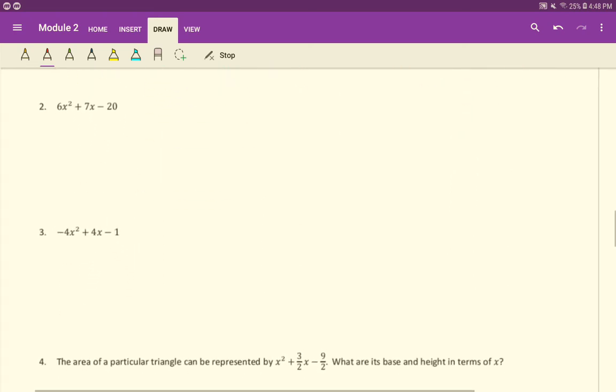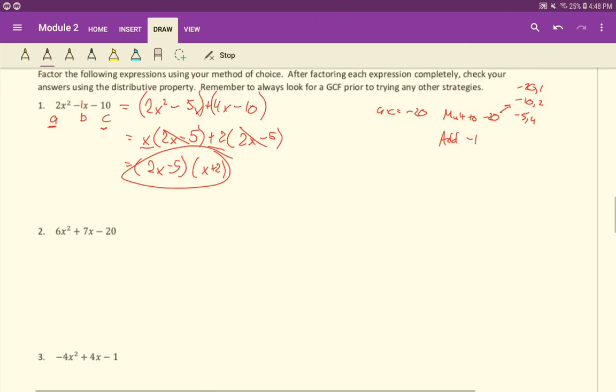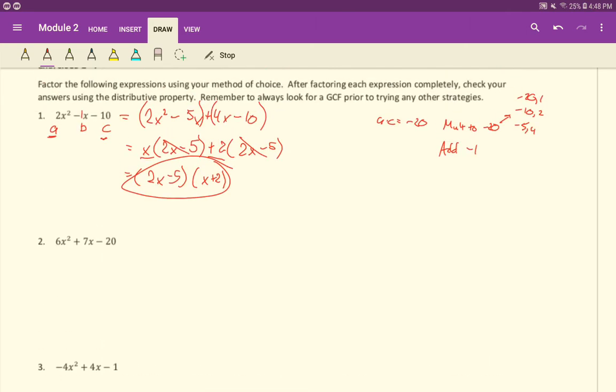Okay, number 2. Again, no GCF here, so we'll do the A times C method. A times C is 6 times negative 20, so it's going to be negative 120. You can see here that this method is kind of a pain because you can get some pretty big numbers sometimes, which is unfortunate. But anyway, we want to multiply to negative 120 and add to positive 7.